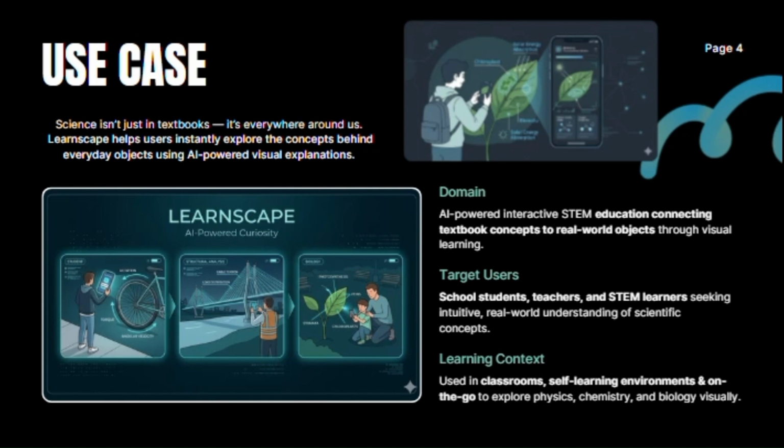I'm sure many of you have also wondered while studying these, how does the cycle actually rotate and revolve? While velocities and angular velocities all are just textbook concepts, using Learnscape, we convert them into actual visual learnings. Students can simply scan everyday objects around them and instantly explore the physics, chemistry, or maths concepts behind them through these AI generated explanations and visualizations. Now let's see it in action.